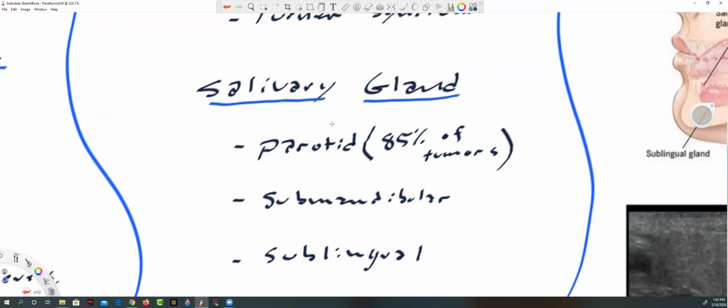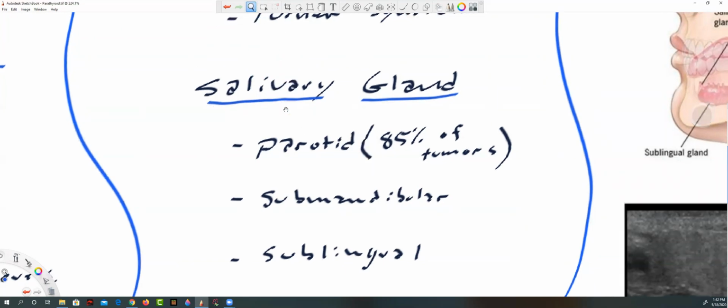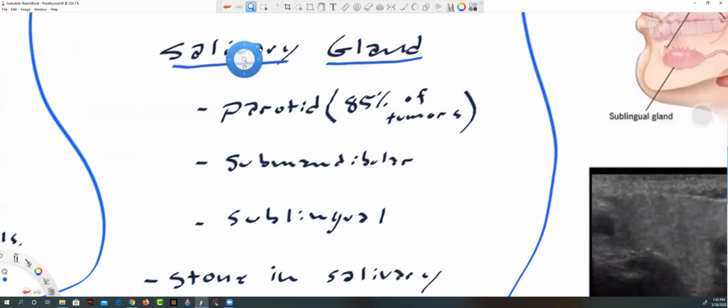We have three pairs of glands. The first one is the parotid. And if you're looking at the parotid, you're not doing a neck. The parotid is all the way up by the ear, even kind of goes up in front of the ear. That is the biggest salivary gland.